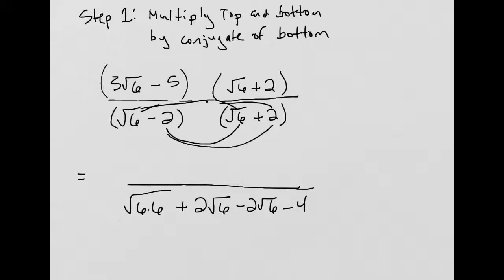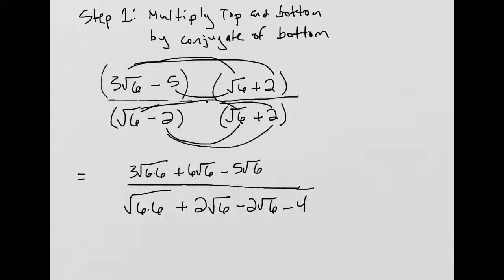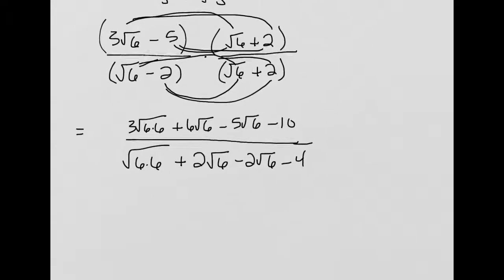Okay, if we do the tops, 3 square root of 6 times square root of 6 gives me 3 times the square root of 6 times 6. 3 square root of 6 times 2 gives me 6 square root of 6. Then I've got negative 5 times the square root of 6 gives me minus 5 square root of 6. And then I've got negative 5 times 2, which gives me minus 10 at the end.